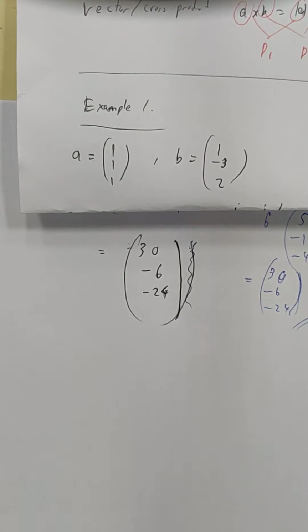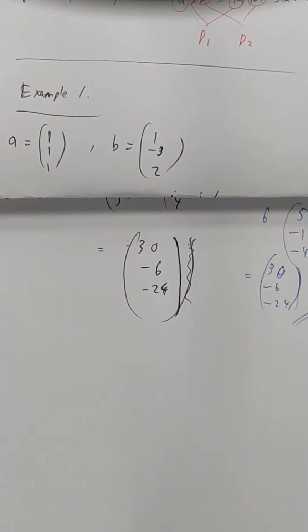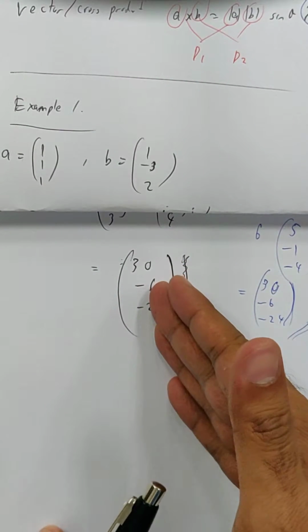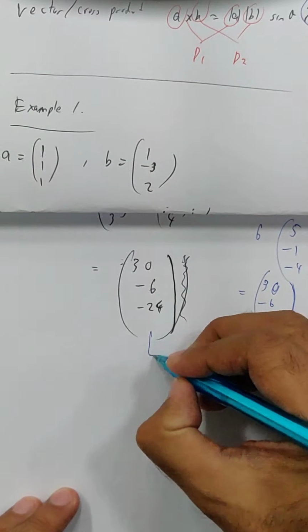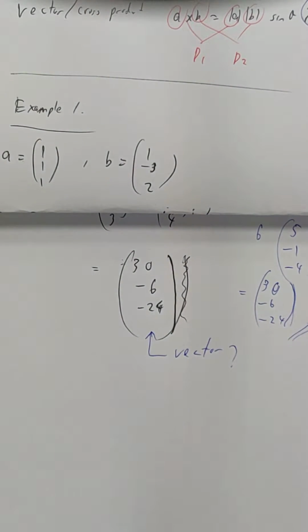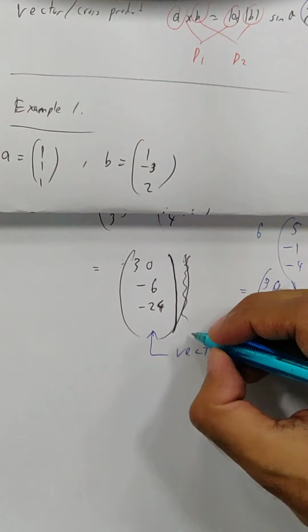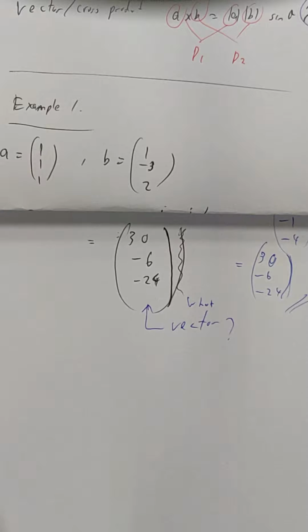Okay, can we imagine for a moment? If A dot B, we got a single unit answer. A cross B gives us a vector. Alright? This is a vector. What vector is this? It's a normal.